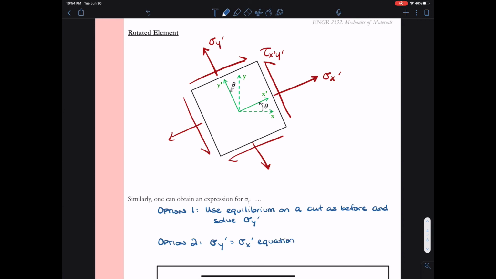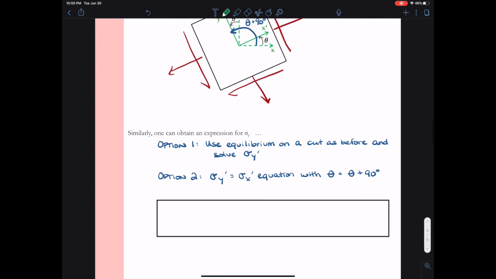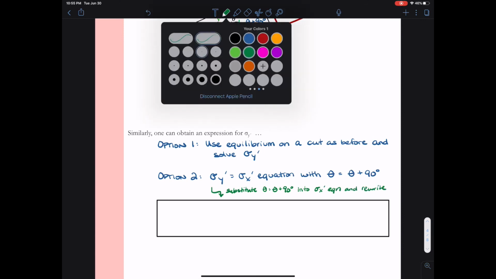So we can use the sigma x prime equation, but instead of using theta in the equation, we plug in theta plus 90 degrees. Once we plug theta plus 90 degrees into that sigma x prime equation, we'll have to do a little bit of algebra, maybe a little trigonometry to use some of our identities, and we will be able to reduce it into the sigma y prime equation we want to use for our calculations. So I just want to go ahead and get this information down, and then we will copy sigma y prime into the box, and you can just copy it as it's given there on the screen.